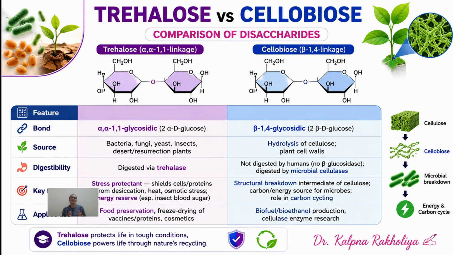Let's discuss trehalose and cellobiose very briefly. In trehalose, an alpha 1,1 glycosidic bond is present. Here, a beta 1,4 glycosidic bond is present. Where is trehalose present? In bacteria, fungi, yeast, and insects, right? Cellobiose comes from the hydrolysis of cellulose in plant cell walls. Trehalose is digested via the trehalase enzyme. Cellobiose is not digested by humans, but it is digested by the microbial cellulase enzyme.